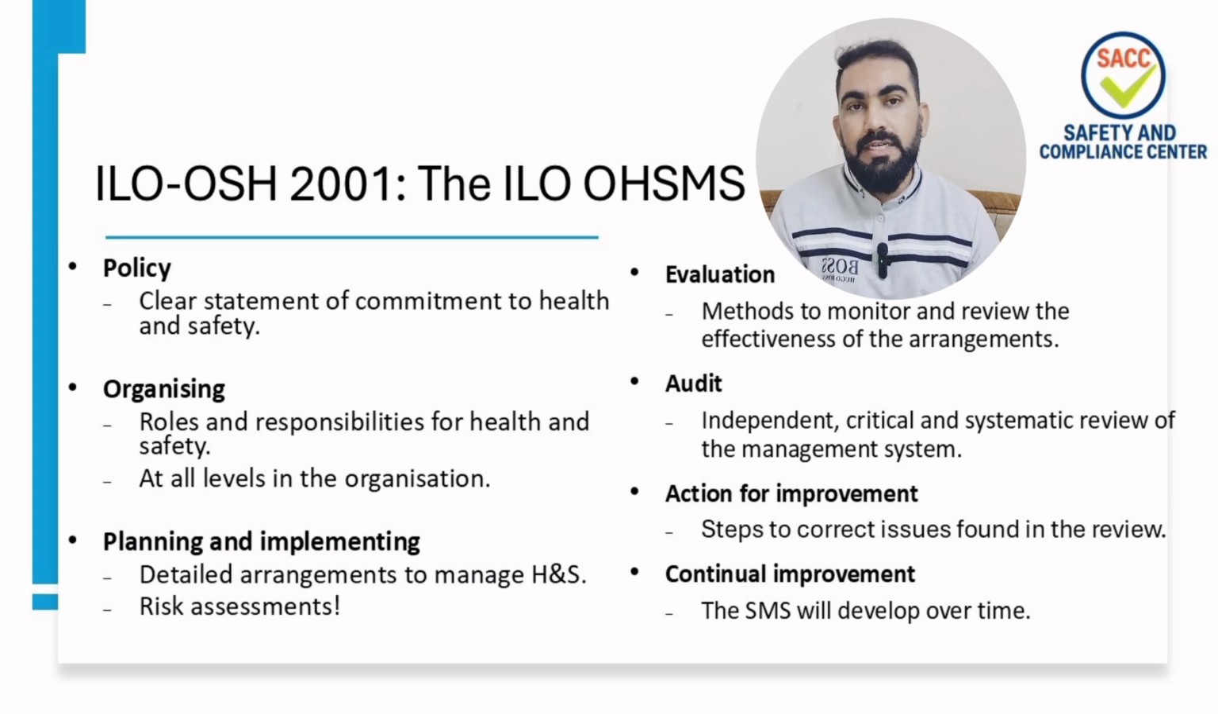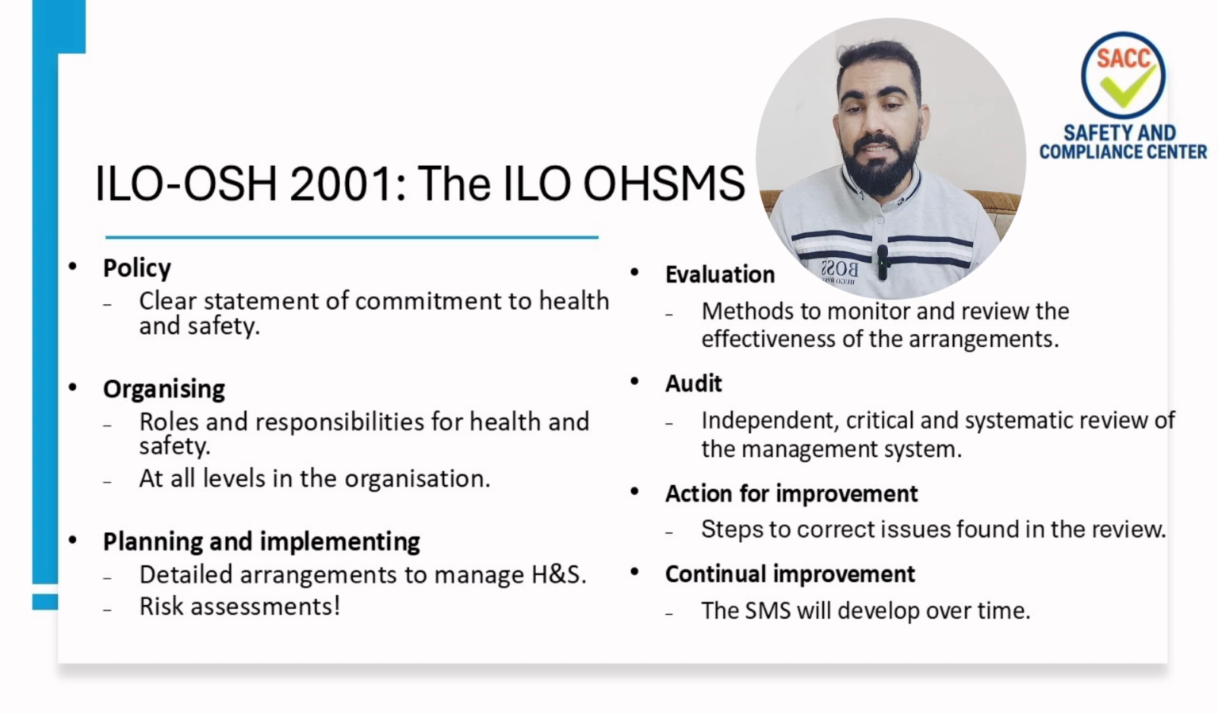The second core element is organizing. This involves defining the roles, responsibilities, and accountability throughout the organization in relation to health and safety at each functional area of the organization. Well, these responsibilities start from the senior management to the frontline workers. Everyone has a part to play in the health and safety management system throughout the organization.